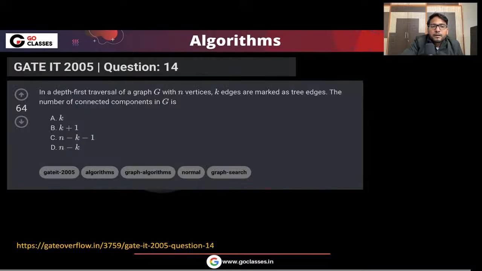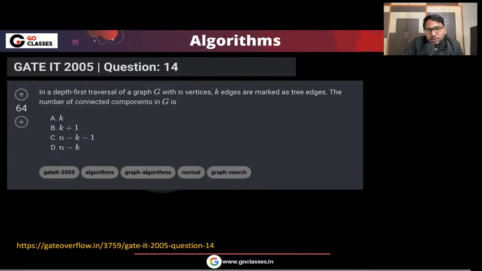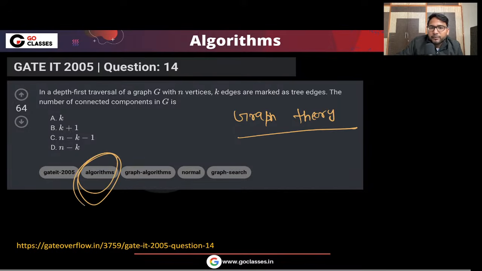Now, there is one PYQ. Let's just solve this PYQ. What they're saying is, in a DFS of this graph, you have n vertices, and k edges are marked as tree edges. The question asks for the number of connected components. Actually, this is not directly related to DFS, BFS, but let's just solve it. It is a graph theory question, by the way. But it was given in the algorithm section of the GATEOverflow book, where it was tagged as algorithm. So I have taken it.